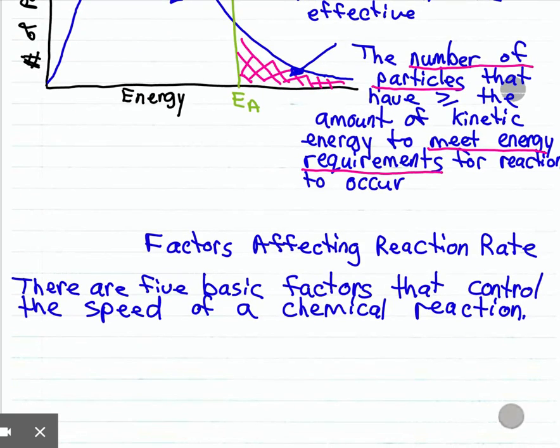So then we left yesterday, we restarted talking about the factors that affect reaction rate, and that there are 5 basic factors that we can use to control the speed of a chemical reaction. So if we want to increase the rate of a reaction, we can increase the number of effective collisions.